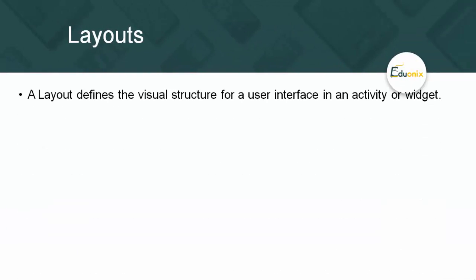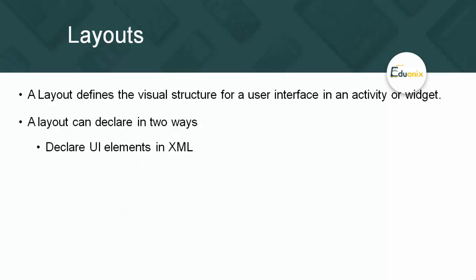As discussed earlier, a layout defines a visual structure for a user interface in an activity or a widget. This means that we see a single screen of an Android app, which is a layout XML file that we load inside an activity. We can declare a layout by using two different methods.